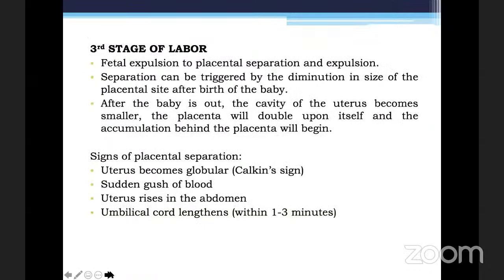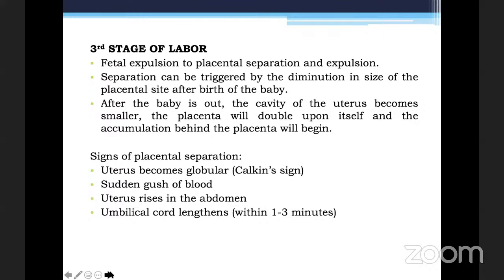Focus: third stage of labor. Fetal expulsion, placental separation and expulsion. Separation can be triggered by diminution in size of the placental site after birth of the baby. After the baby is out, the cavity of the uterus becomes smaller, the placenta will fold upon itself and hematoma accumulation behind the placenta will begin.